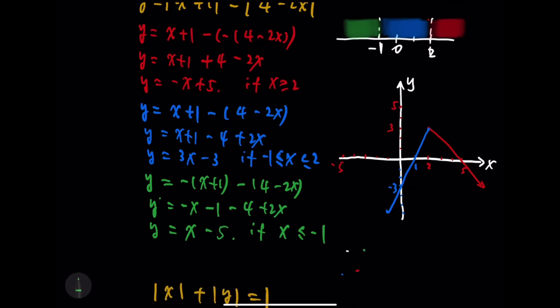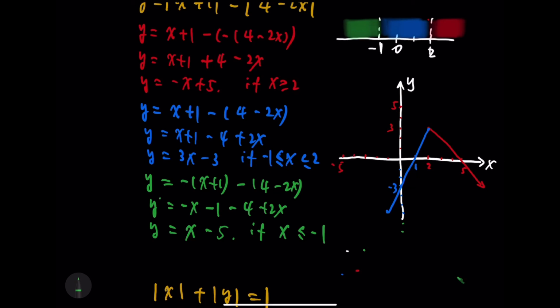Y equals x minus 5. So the y-intercept will be negative 5. The x-intercept will be 5. Yeah, y-intercept negative 5, x-intercept will be 5. So it's going to be, but again, it's only when x is less than negative 1. When x is negative 1, y equals negative 6.